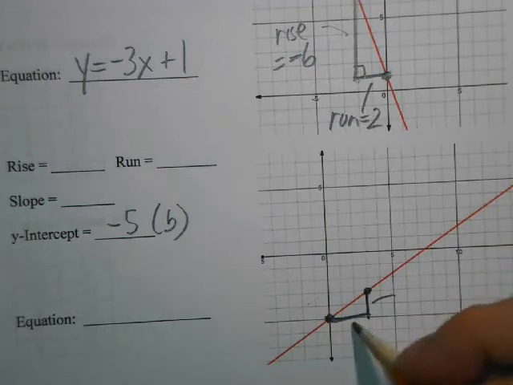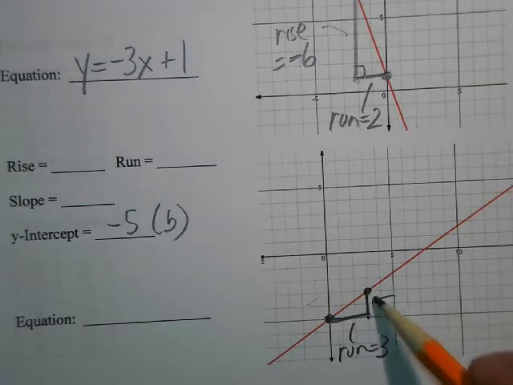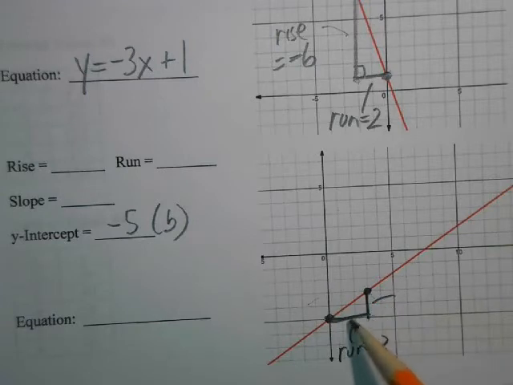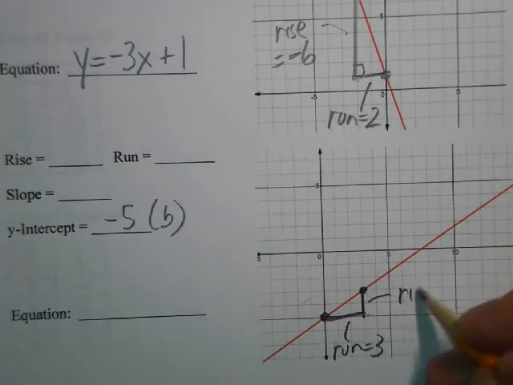So this is my run, a horizontal run. How far did I go to the right? 1, 2, 3. And this is how far up or down. Did I go up or down? I went up because I started here, I ended here. So I went up 2. So that's a rise equal to 2.